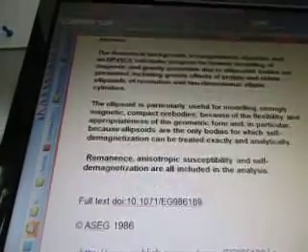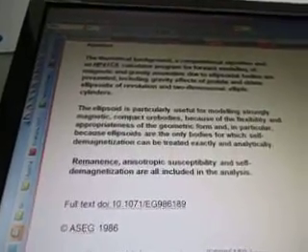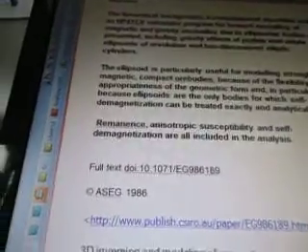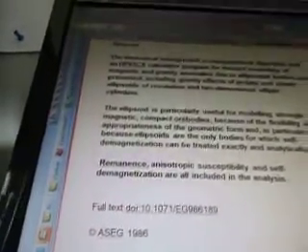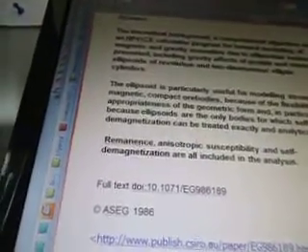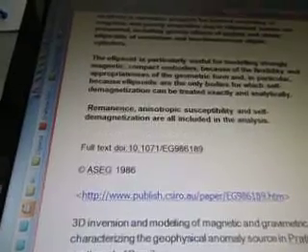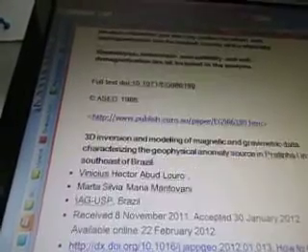The ellipsoid is particularly useful for modeling strongly magnetic compact ore bodies because of the flexibility and appropriateness of the geometric form, and in particular because ellipsoids are the only bodies for which self-demagnetization can be treated exactly and analytically. Remanence, anisotropic susceptibility, and self-demagnetization are included in the analysis.